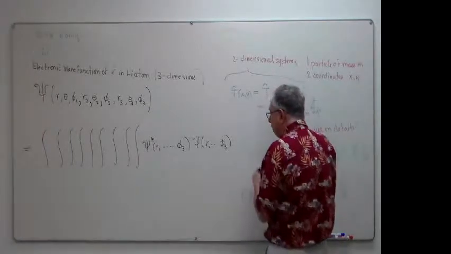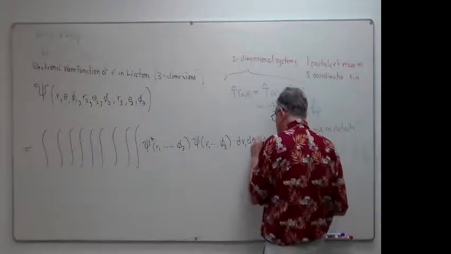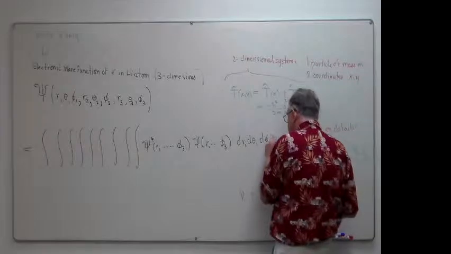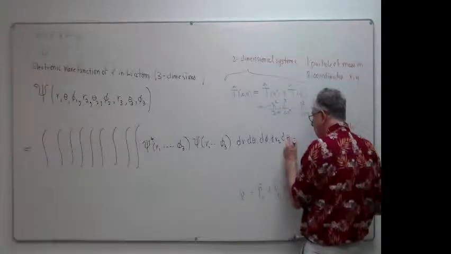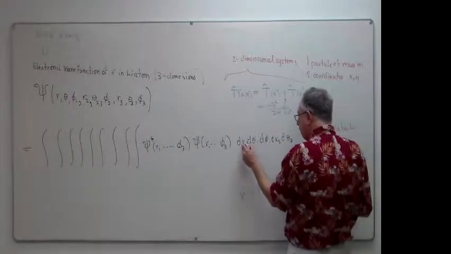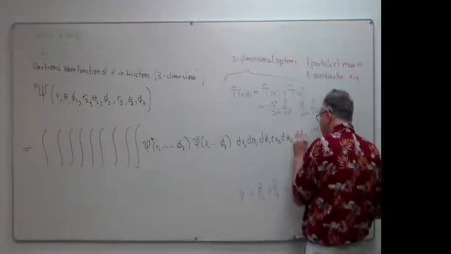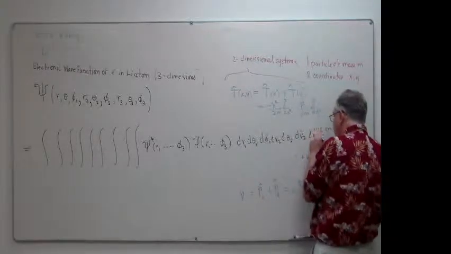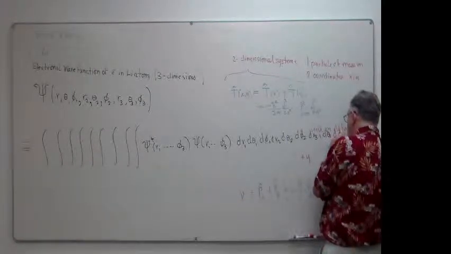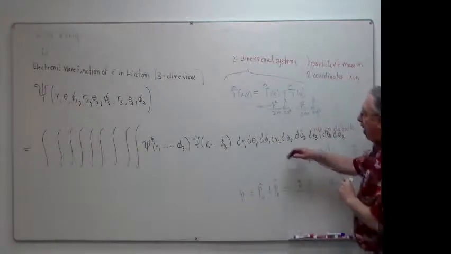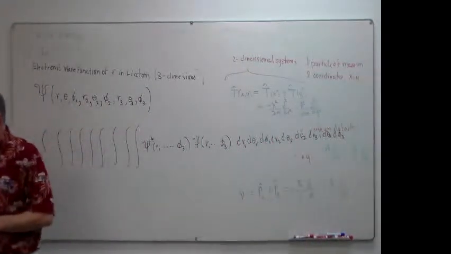And over here you're going to have the R1, the theta 1, the phi 1, the R2, these should have commas, the theta 2, let's see, the R1, the theta 1, the phi 1, the R2, the theta 2, the phi 2, the R3, the theta 3, the phi 3. You'll have that many differential increments, and then you'll have all the integrals, whatever their limits are.